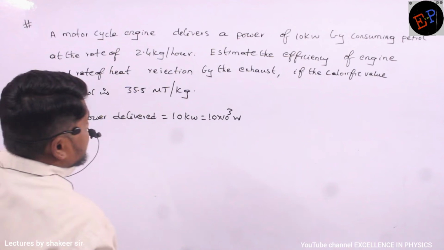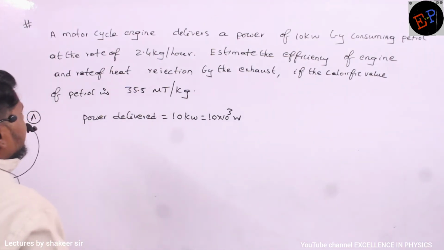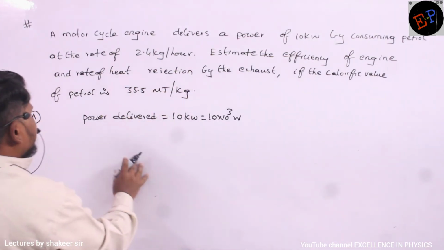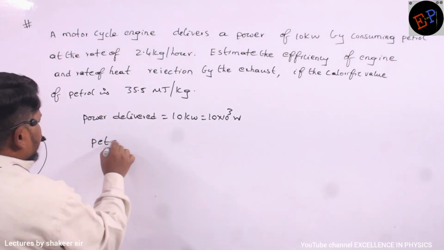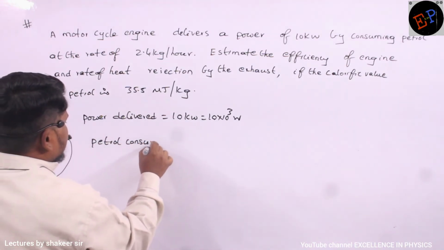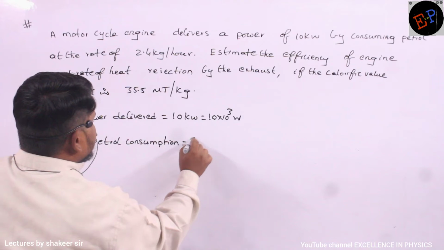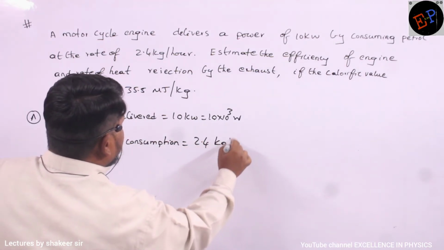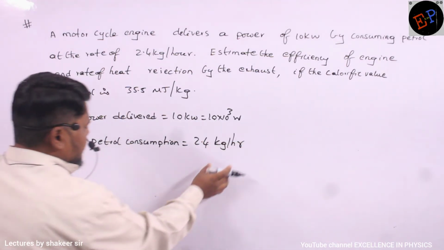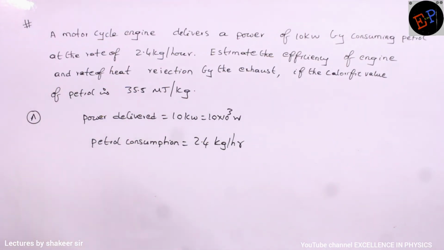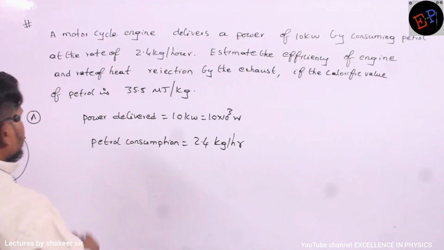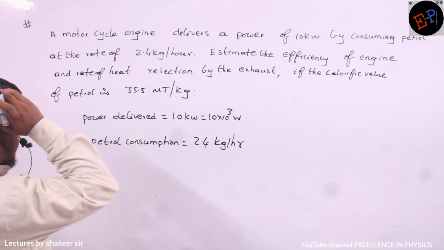Okay. So it is consuming petrol at the rate of 2.4 kg per hour. So the petrol consumption is 2.4 kg per hour. Units also we have to see very carefully. Are you able to understand? Then the efficiency of the engine and the rate of heat rejection we are supposed to calculate.